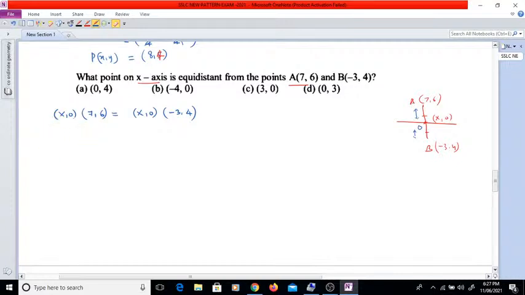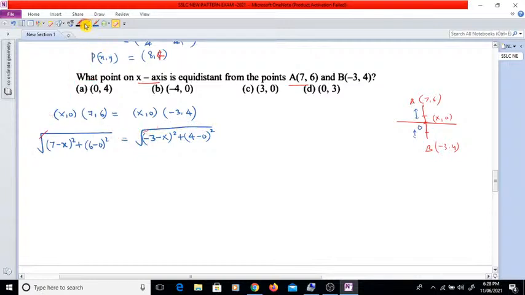So the distance between these 2 points is given by square root of x2 minus x1 whole square, that is 7 minus x whole square, plus y2 minus y1 whole square, that is 6 minus 0 whole square, equal to square root of minus 3 minus x whole square plus 4 minus 0 whole square. So these two are equal. We can cancel the roots here.